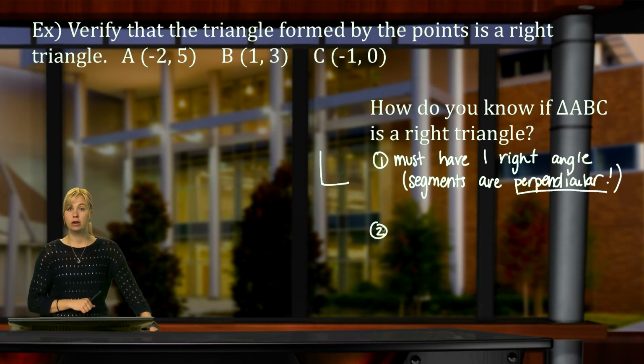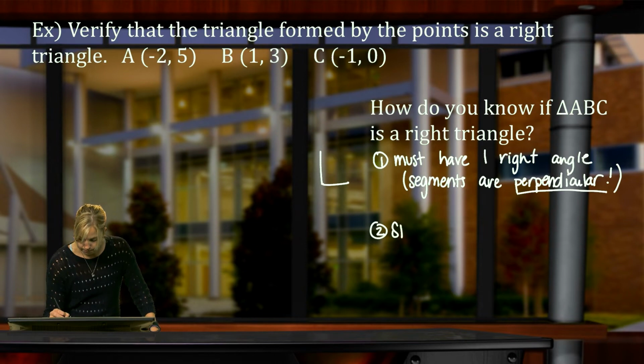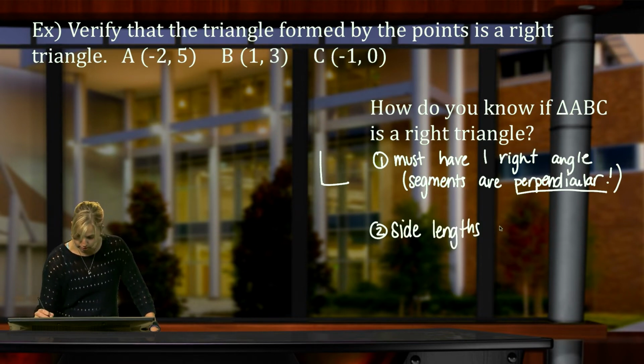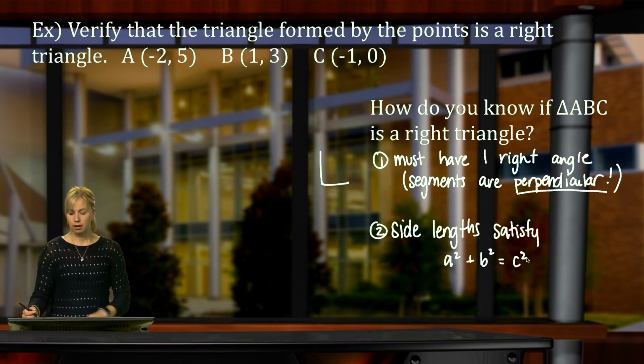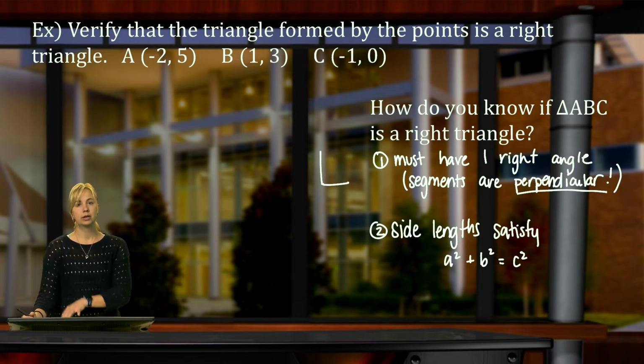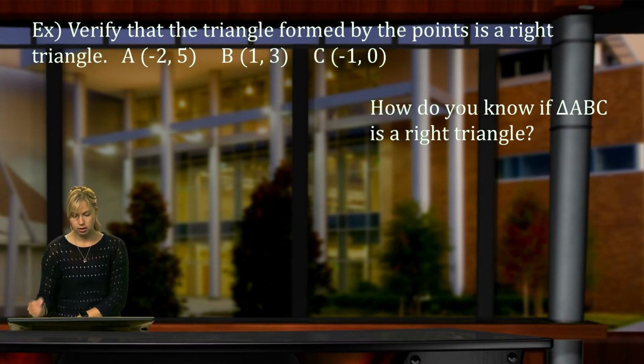Another way to prove that a triangle is a right triangle is to verify that the side lengths satisfy the Pythagorean theorem. So continuing with this example, let's prove whether or not this is a right triangle. I'm going to start by plotting these points. That's going to give me something to start with.